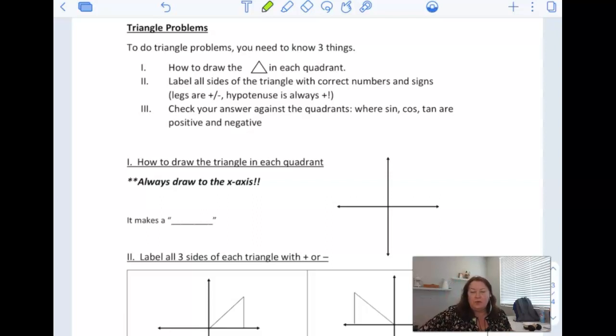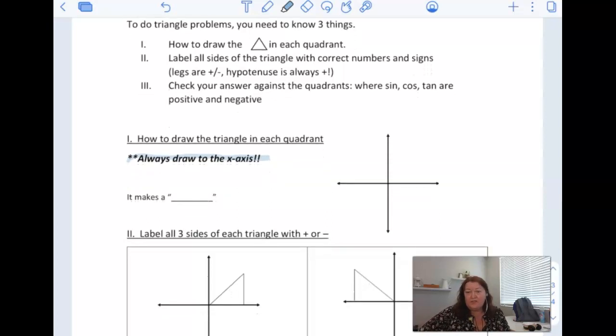So we have to remember that when we're drawing a coordinate point, we always go in the x direction when we're plotting, and then y. So what that's going to create is our triangle. So when you start at the origin and you go left or right, that's already one side of your triangle. So your triangle should always be attached to the x-axis because that's the first position you would go.